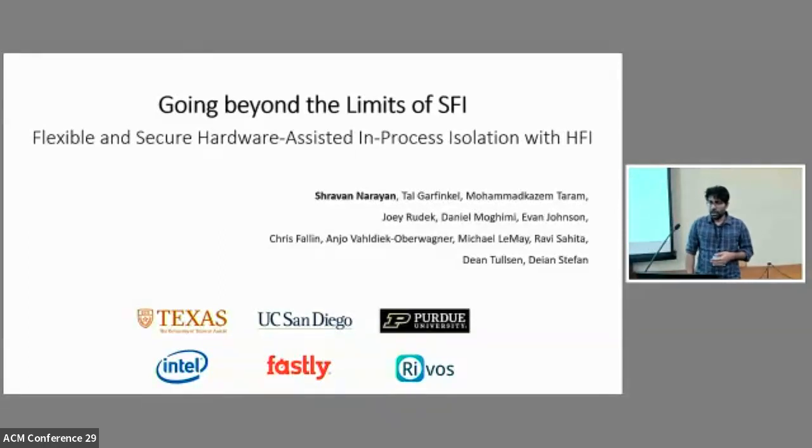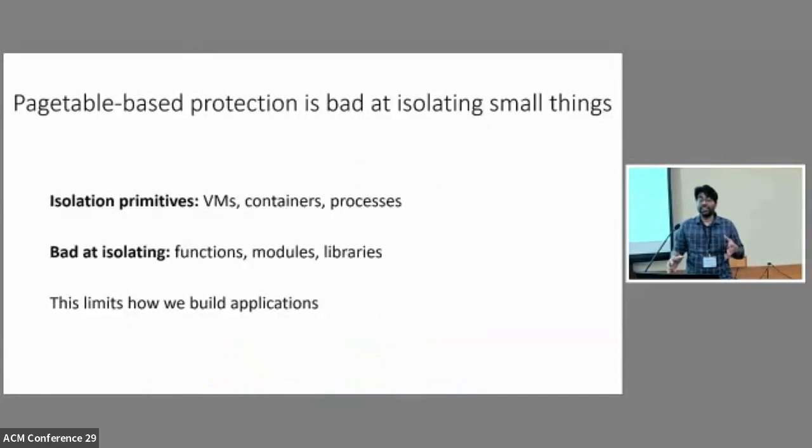So let me start today by telling you hopefully something that is fairly obvious, which is page table-based protection schemes are bad at isolating small things. The primitives I'm talking about here are things like VMs and containers and processes, which are totally great for what they do, but when you isolate small snippets of code, functions, libraries, and so on, they tend not to work as well. And this sometimes limits how we build applications.